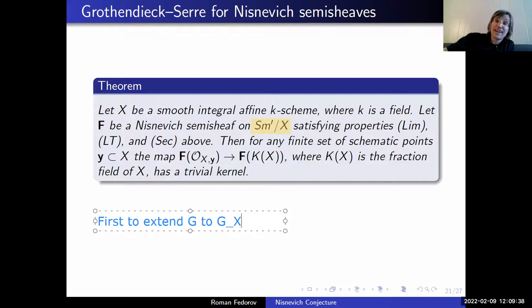I would also have to assume that the functor itself can be approximated by things living on finite type schemes. So the theorem is formulated in this way. You start with a group scheme defined on a smooth scheme. Right, so once more, if you want to derive Grothendieck and Serre, you have to use Popescu's theorem to approximate.